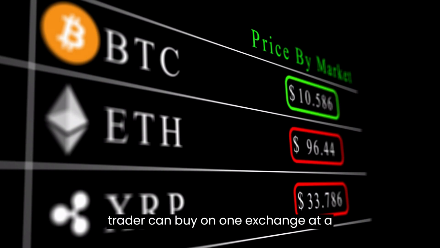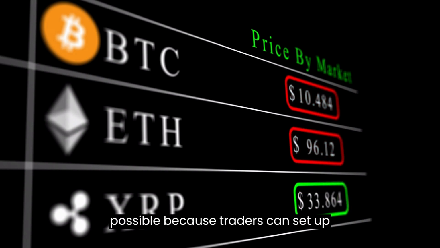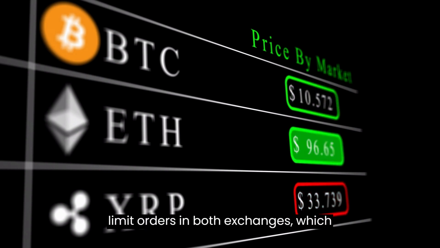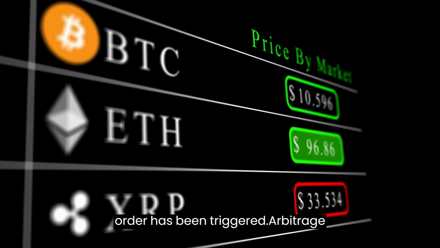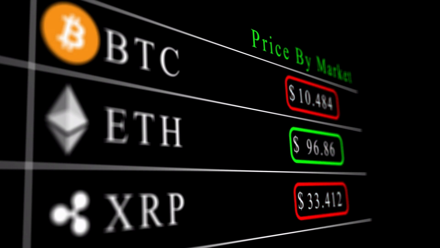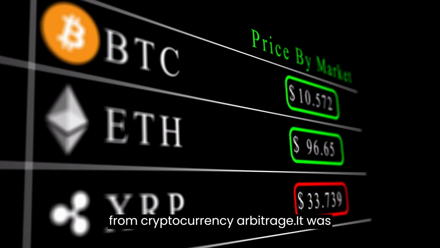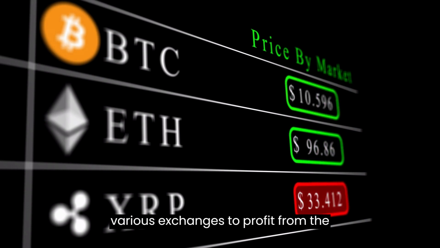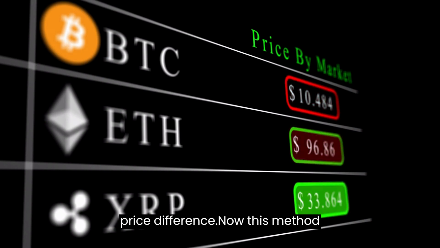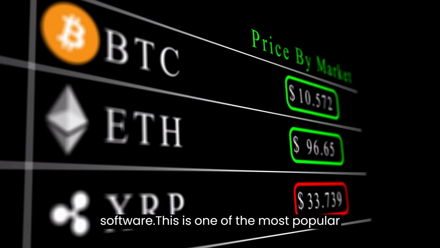A trader can buy on one exchange at a lower price and then sell on another exchange at a higher price. This is possible because traders can set up limit orders in both exchanges, which automatically execute trades once the order has been triggered. Arbitrage trading is an old strategy for profit from cryptocurrency arbitrage. It was first used to buy and sell BTC on various exchanges to profit from the price difference. Now, this method can be automated using bots and trading software.